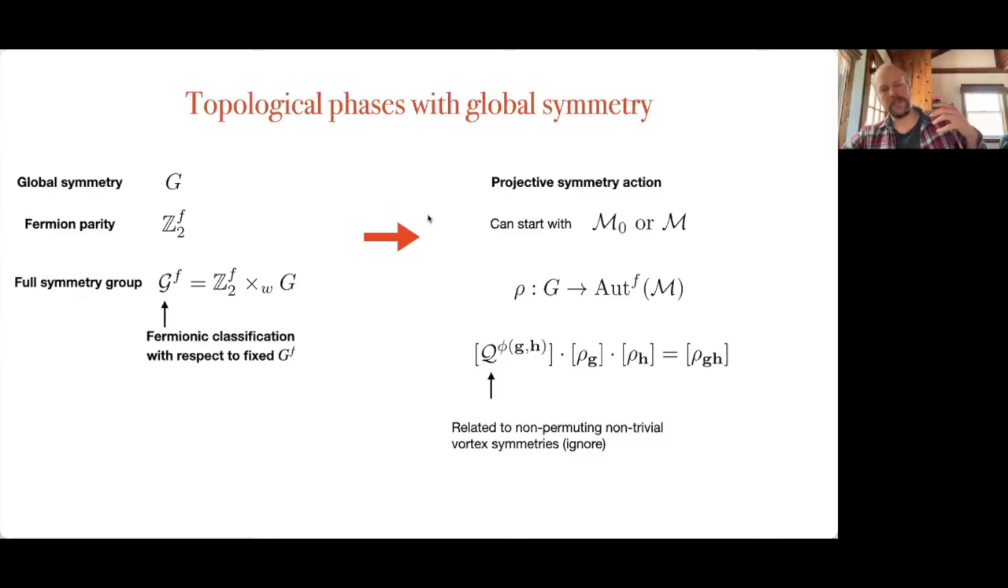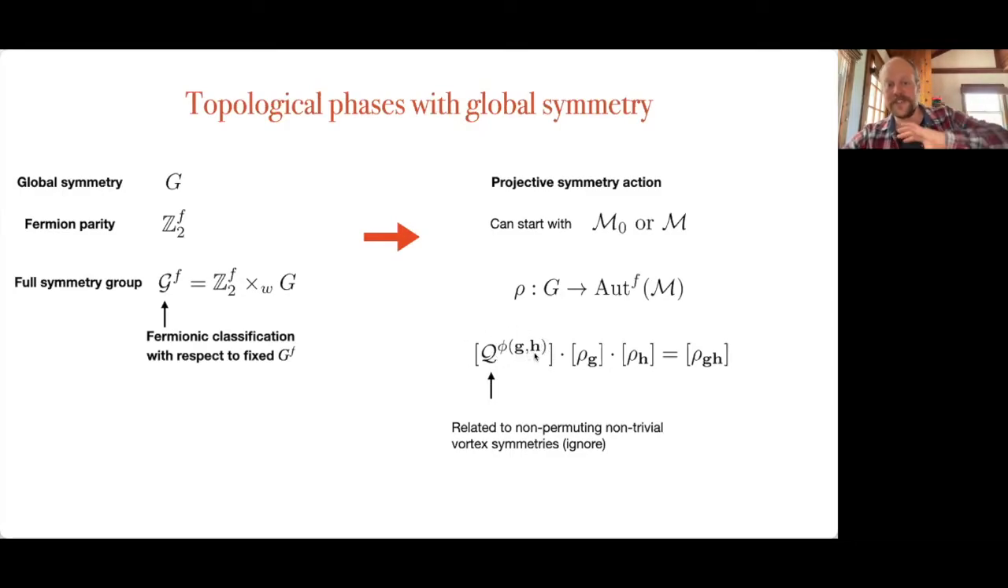Now we want to pick a symmetry action. And like I was mentioning earlier, we have a choice. We can either start with the supermodular tensor category M0 or M. In this case, I'm going to start with M. So a symmetry action is going to be a group homomorphism from G into aut f of M. All right. Now, I say that, but I'm going to eat my words. It's not actually a group homomorphism. It's actually a projective symmetry action. So there's this sort of strange projectivity factor out front.